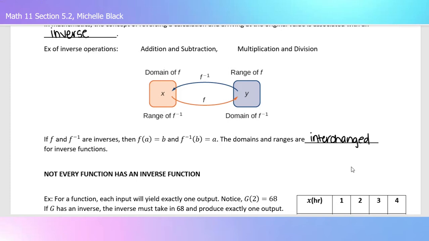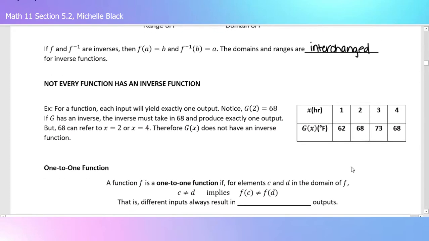Now, not every function has an inverse function, and here's an example of one. For a function, each input will yield exactly one output. But notice for this function here, g of 2 is equal to 68. If g had an inverse, the inverse must take 68 and produce exactly one output. But notice when I have the number 68, I'm either going to have come from a 2 or from a 4.